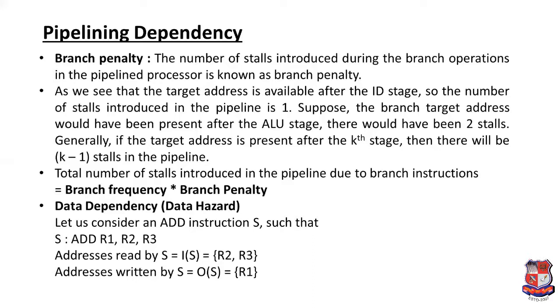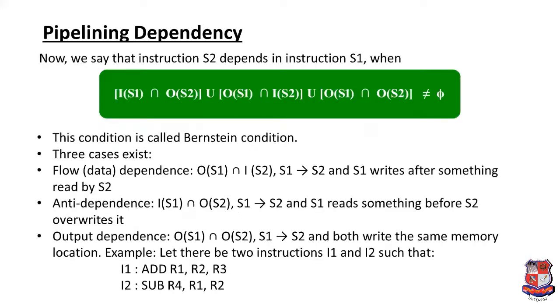Now the third dependency is known as a data hazard. Let's consider an add instruction S: add r1, r2, r3. The addresses read by S are the input, that is r2, r3, and the address written by S is the output, r1. Now we say that instruction S2 depends on instruction S1 when the input of S1 intersect output of S2, union output of S1 intersect input of S2, union output of S1 intersect output of S2 is not empty.